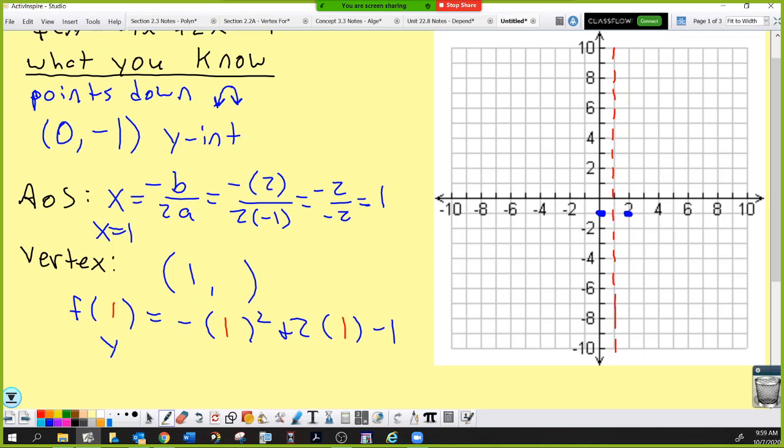F of 1 says what is y when x is 1, so I'm going to write y equals. 1 squared is 1, but there's a negative sign in front of it. 2 times 1 is 2.